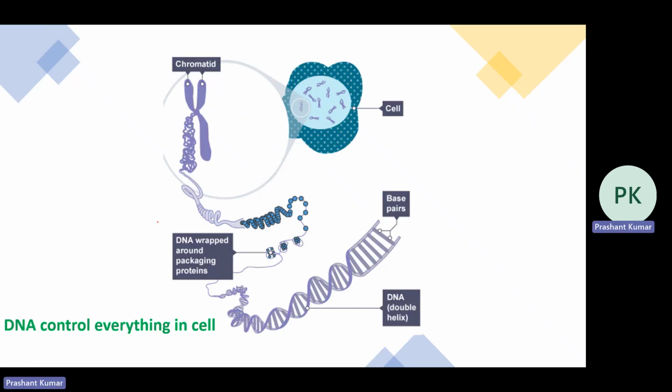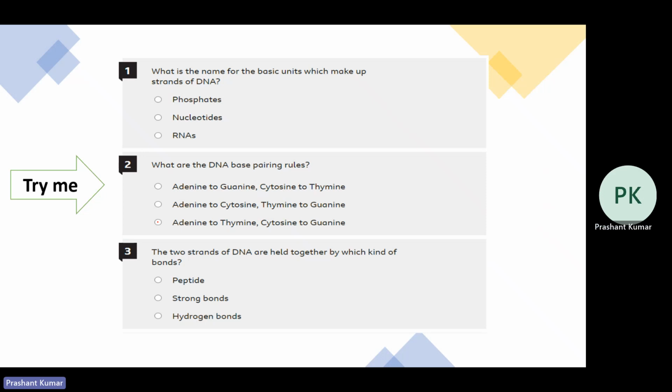And DNA controls everything in the cell. Everything: your skin color, your way of talking, speaking, sleeping, walking, running, anything, whatever you do is a result of the expression of the gene. So DNA controls everything inside you, each and every part. Okay, so we are at the end of this topic.